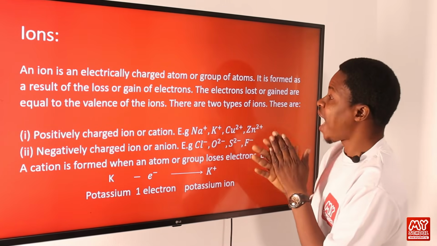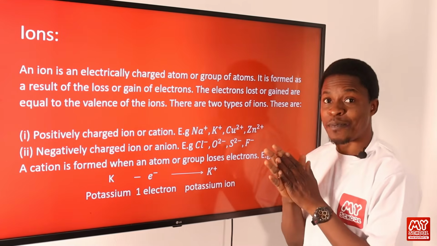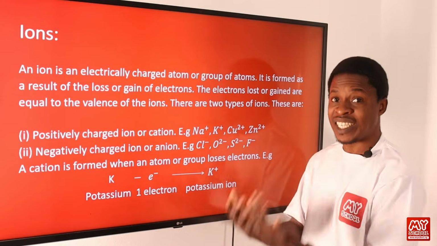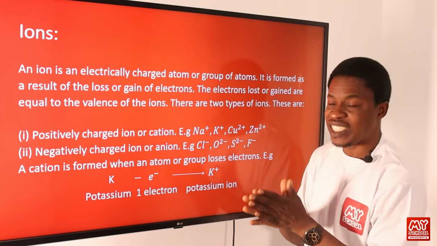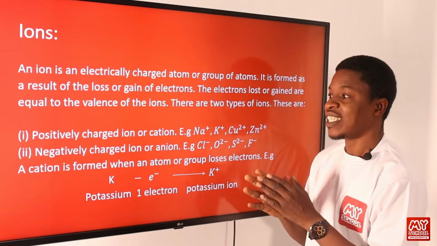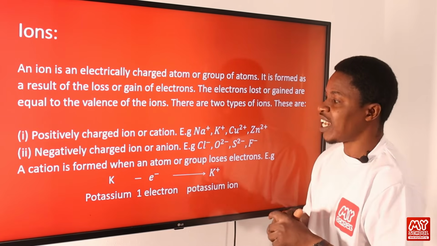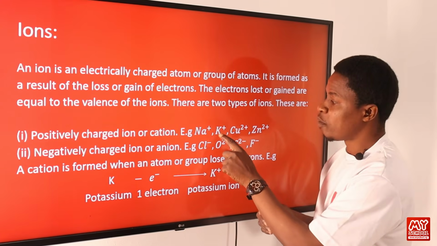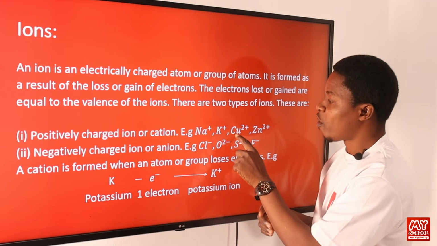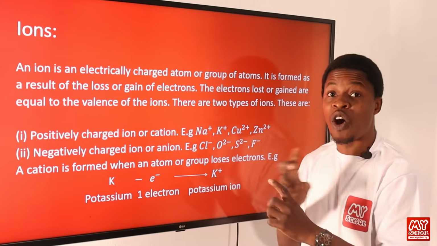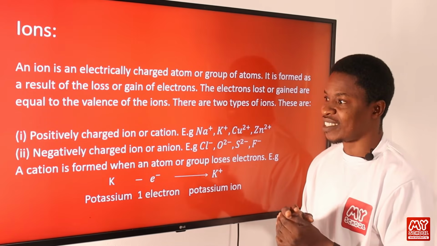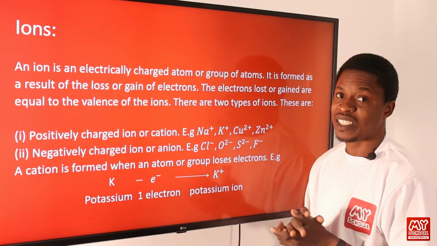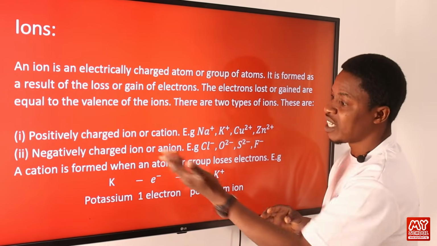So there are 2 types of ions. We have the positive ions and the negative ions. The positive ions are what we refer to as cations, while the negatively charged ions are what we refer to as anions. You have examples of positively charged ions here that are cations. We have sodium ion, you can see that positive, potassium ion positive, copper ion positive, zinc ion. In short, all metals are usually referred to as cations. They are positively charged.